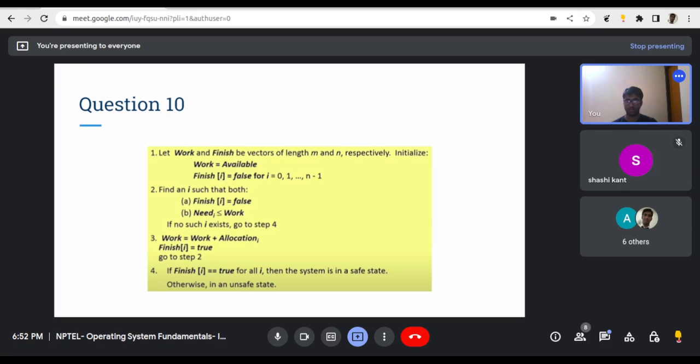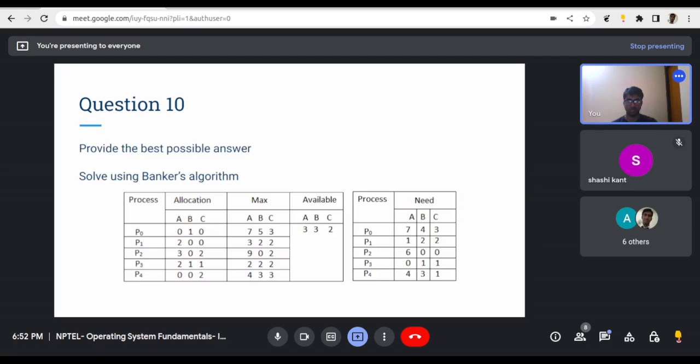The algorithm, I hope this is simple enough. This will be more helpful, I guess, if you have not noted it. You need to compare available with need. If need is lower, you need to sum available with its allocation. That is what we need to do, simply.